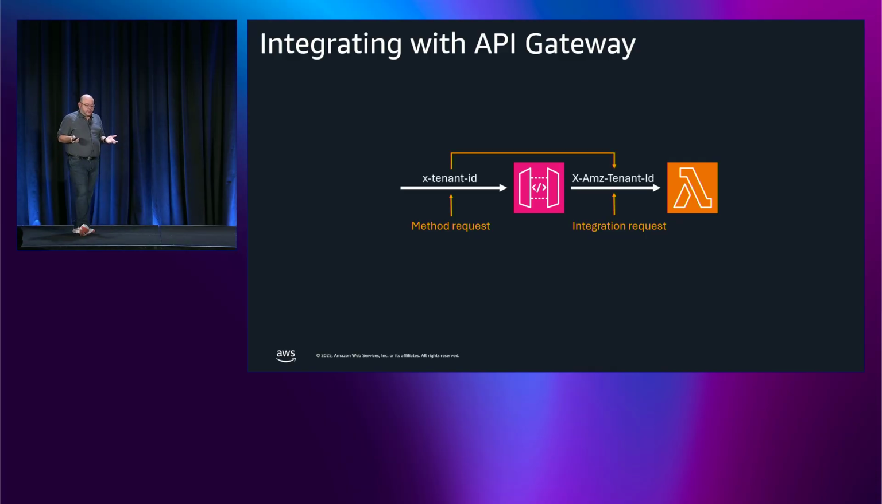Easy. What I want to do is take, as an arbitrary example, some custom header from the method request, and I'm using X-Tenant-ID. Arbitrary name. You can name it whatever you want. I'm just using that as an example. I want to take the value of that inbound X-Tenant-ID, and I want to use it as the value of that x-amz-tenant-id header that goes to the Lambda. So this is something I want to achieve.